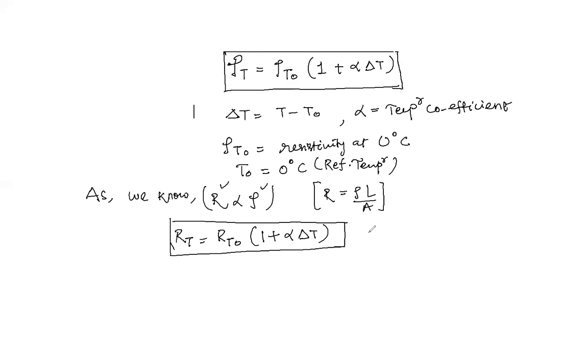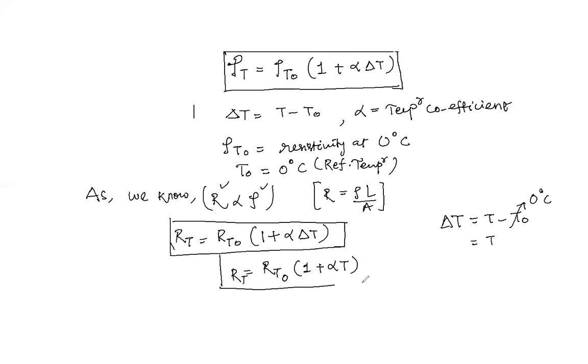Same thing we can write for this one also. Delta T is equal to T minus T naught, and T naught is 0 degree centigrade. So can't we write it as T? This formula will become simpler. So it is RT naught or R naught, you can write anything, 1 plus alpha T. And this one is a linear relationship.